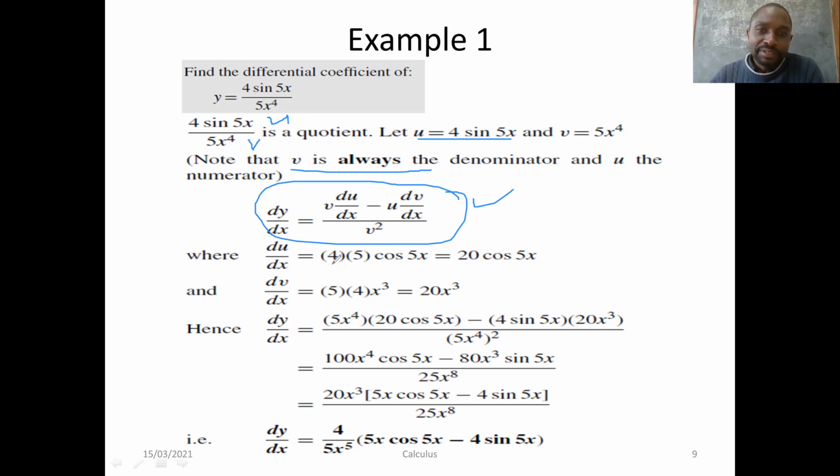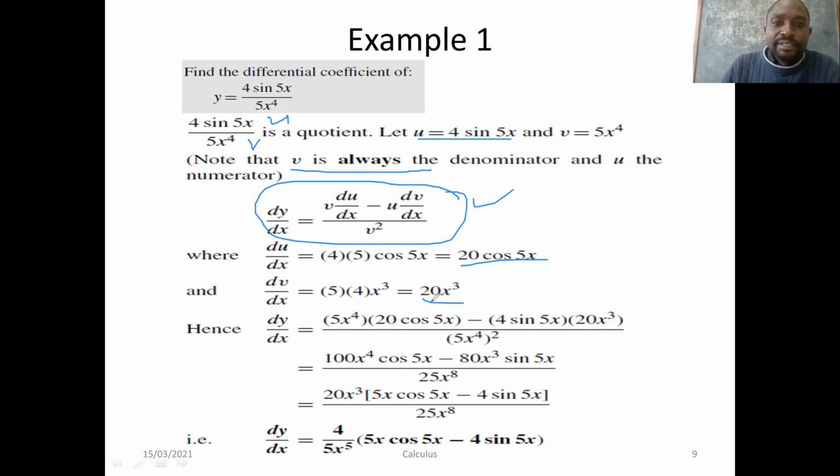which is basically 4 times 5 cos 5x, being simplified to 20 cos 5x. The derivative of the second function, which is dv over dx, will be 5 times 4, which gives us 20x to the power 3. So the derivative of the second function, dv over dx, gives us 20x to the power 3.